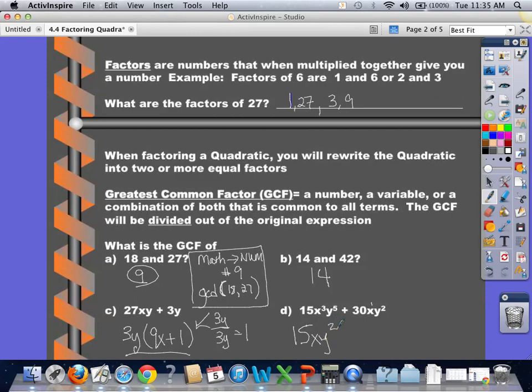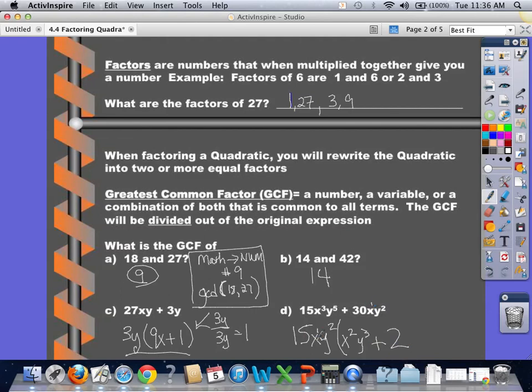So when you take out 15xy squared, you divide it from this term. 15 divided by 15 is 1. You can put a 1 or you can leave it alone. x cubed, take away x to the first, leaves x squared. y to the fifth, take away y squared, is y cubed. Okay? Plus 30 divided by 15 is 2.